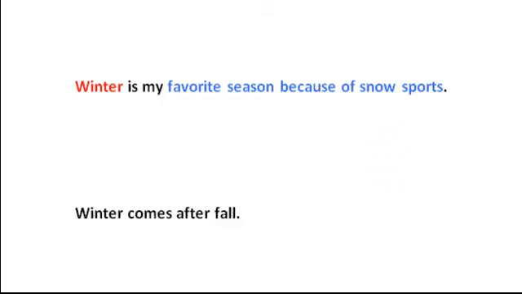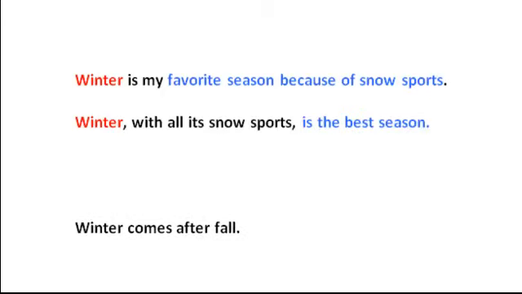So now that we know that we need a topic and a strong assertion, is there a way that we can change this sentence to make it stronger? How about this? So here we have a slightly better thesis statement. Winter is our topic, and our assertion is that it's the best season. We haven't provided any proof. This sentence provides a little bit of proof because of snow sports. Here we're just saying winter with all of its snow sports is the best season. So that's a slightly stronger thesis statement.